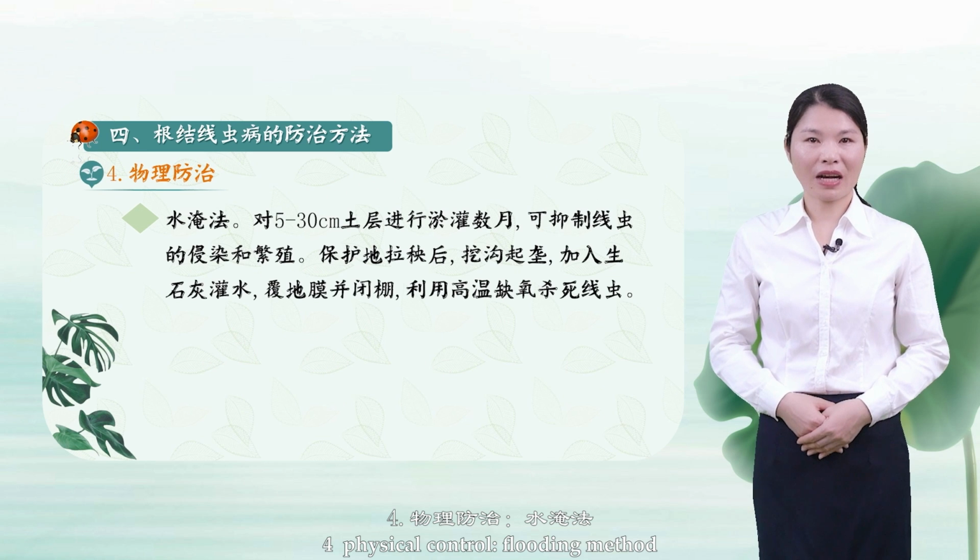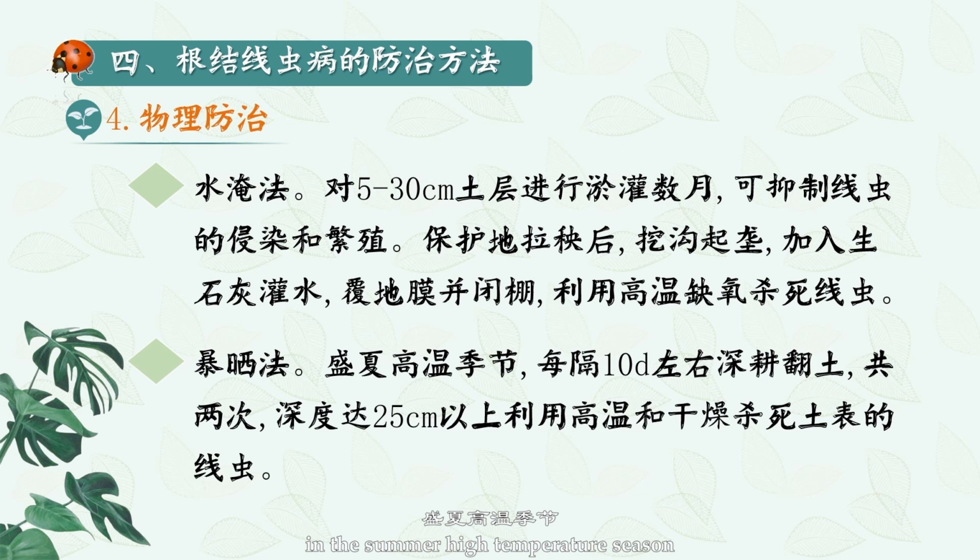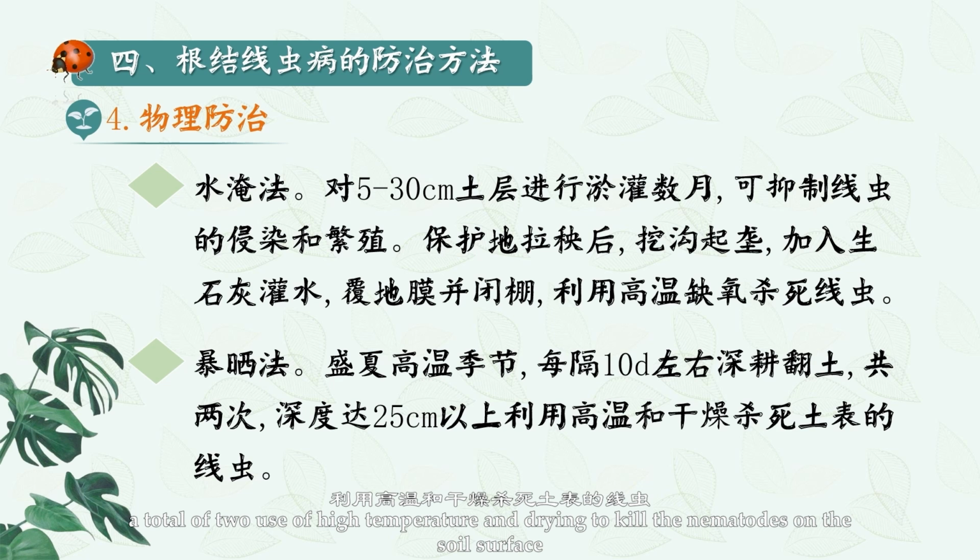4. Physical control. Flooding method: irrigating the 5 to 30 centimeters soil layer with silt for several months can inhibit nematode infestation and reproduction. Solarization method: in the summer high temperature season, every 10 days or so, deep plow and turn the soil, a total of 2 times, using high temperature and drying to kill the nematodes on the soil surface.